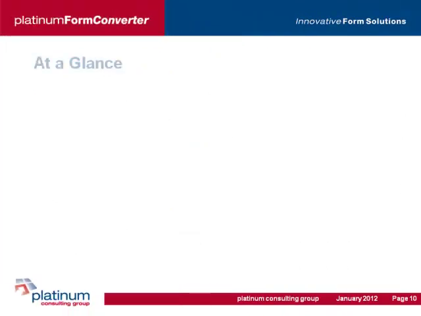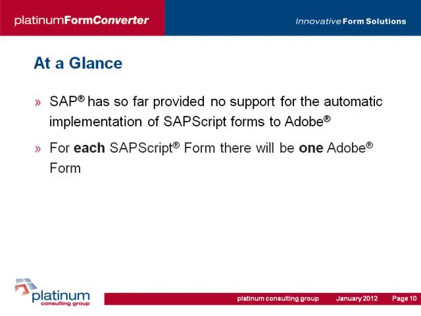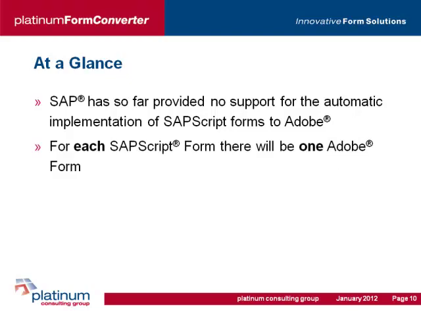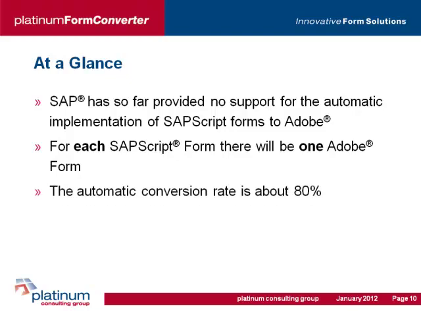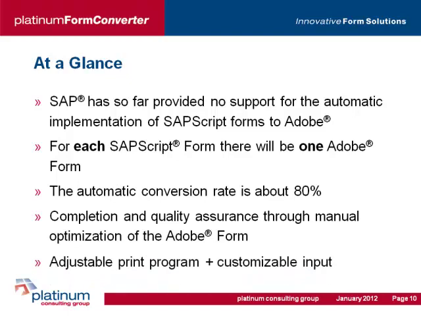At this point, I'd like to summarize what Platinum may assist you with. So far, we didn't see any automatic solution that would convert your existing forms to the new format. Our conversion guarantees that for each Sapscript form, you will get no more than one Adobe form. We can achieve automatic conversion rates of about 80% or even more, depending on the complexity of the form. Conversion completion and quality assurance are done manually by optimizing the Adobe form. And we can of course customize the new print program and Adobe form into your system.